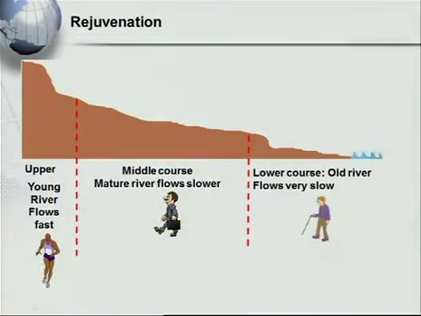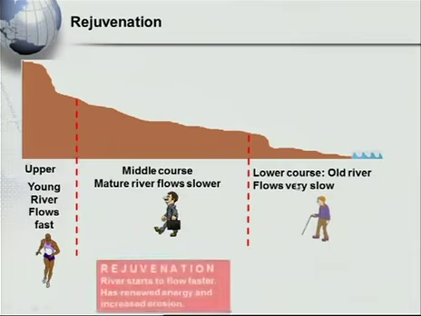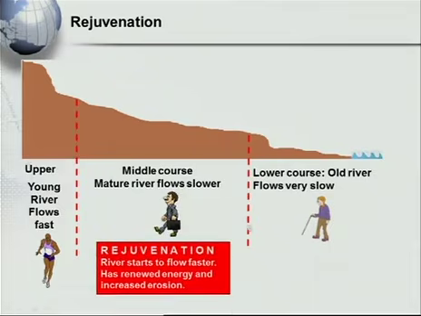Now let's have a look at our river here. What's important is you must know you've got the upper course, the young river, because it flows very fast, just like a man, right? Very fast. Middle course, mature, a bit slower. River is flowing a bit slower. And the lower course, the old river, where the river flows very slowly. But what happens now? What happens is that the river can be rejuvenated. When is the river rejuvenated? When it flows faster and it starts eroding again.